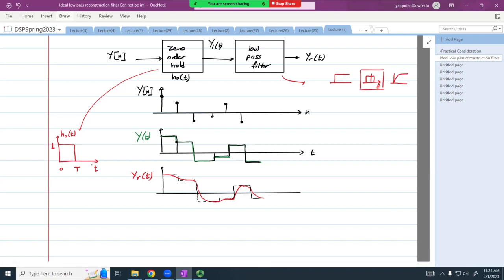When I apply an impulse here, what do I get? A rect. The value of the impulse. And this is what this is doing. When I apply an impulse, I'm getting a rect, and the magnitude is equal to the input that I applied. Agree? Everybody? Can you see it? Is this causal or not causal? Yes, it is causal.